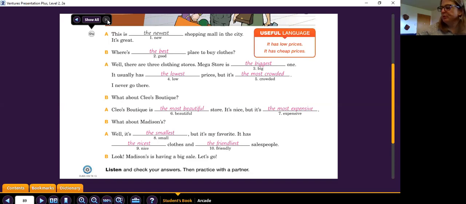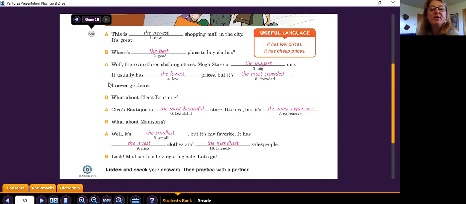Okay, let's go back and let's read this through together. This is the newest shopping mall in the city. It's great. Where's the best place to buy clothes? Well, there are 3 clothing stores. Megastore is the biggest one. It usually has the lowest prices, but it's the most crowded. I never go there. What about Cleo's Boutique? Cleo's Boutique is the most beautiful store. It's nice, but it's the most expensive. What about Madison's? Well, it's the smallest store, but it's my favorite. It has the nicest clothes and the friendliest salespeople. Look, Madison's is having a big sale. Let's go.